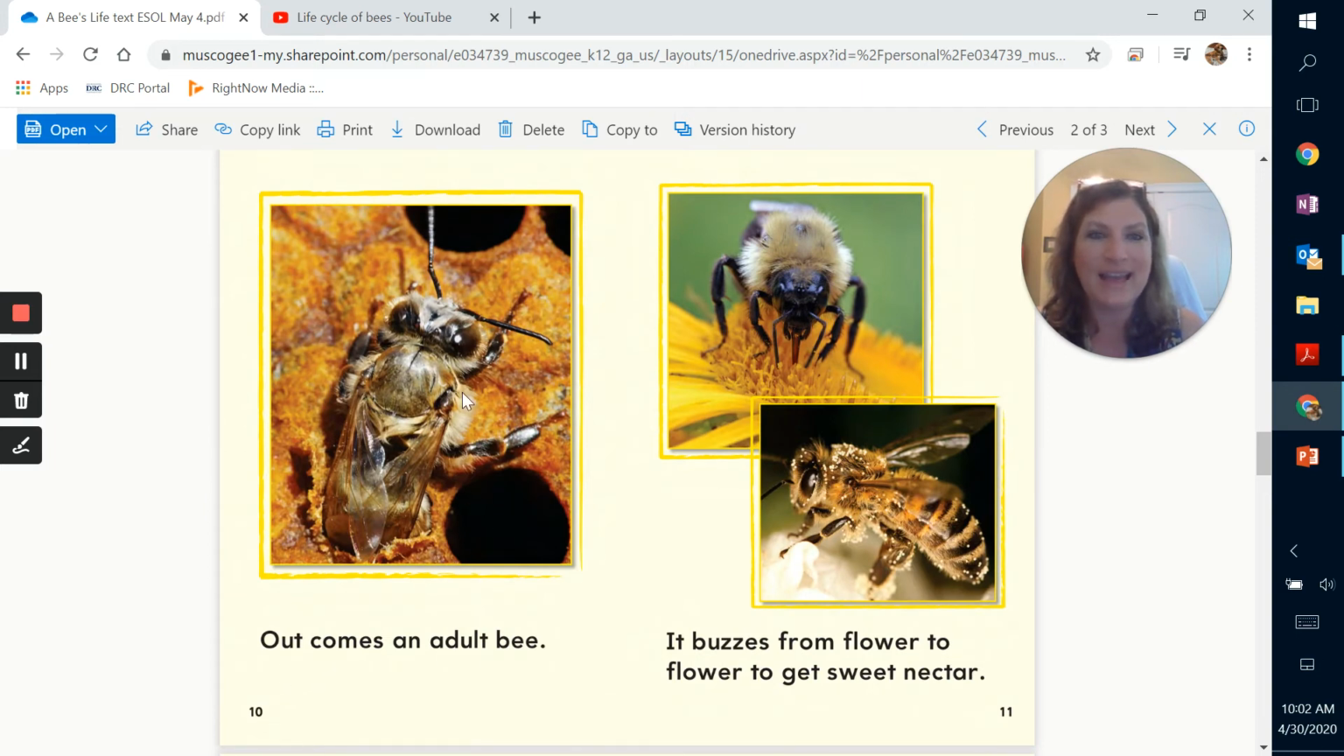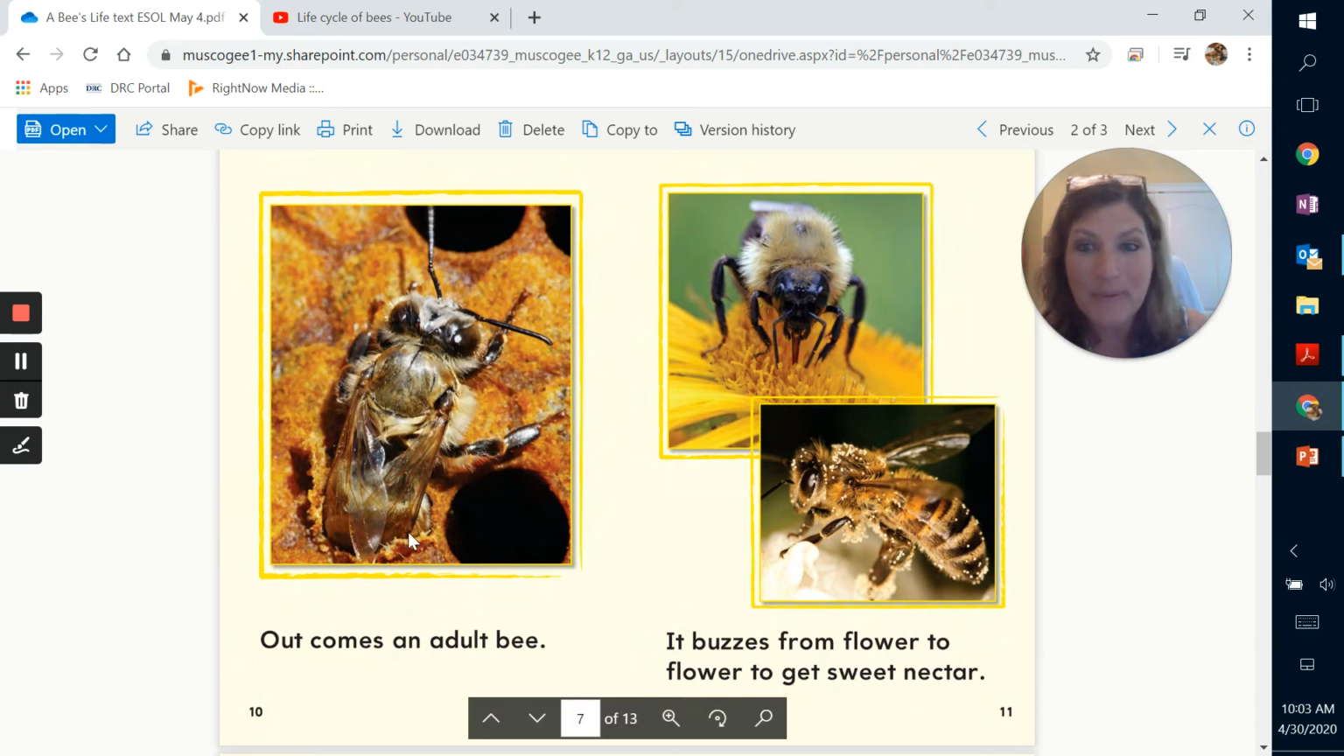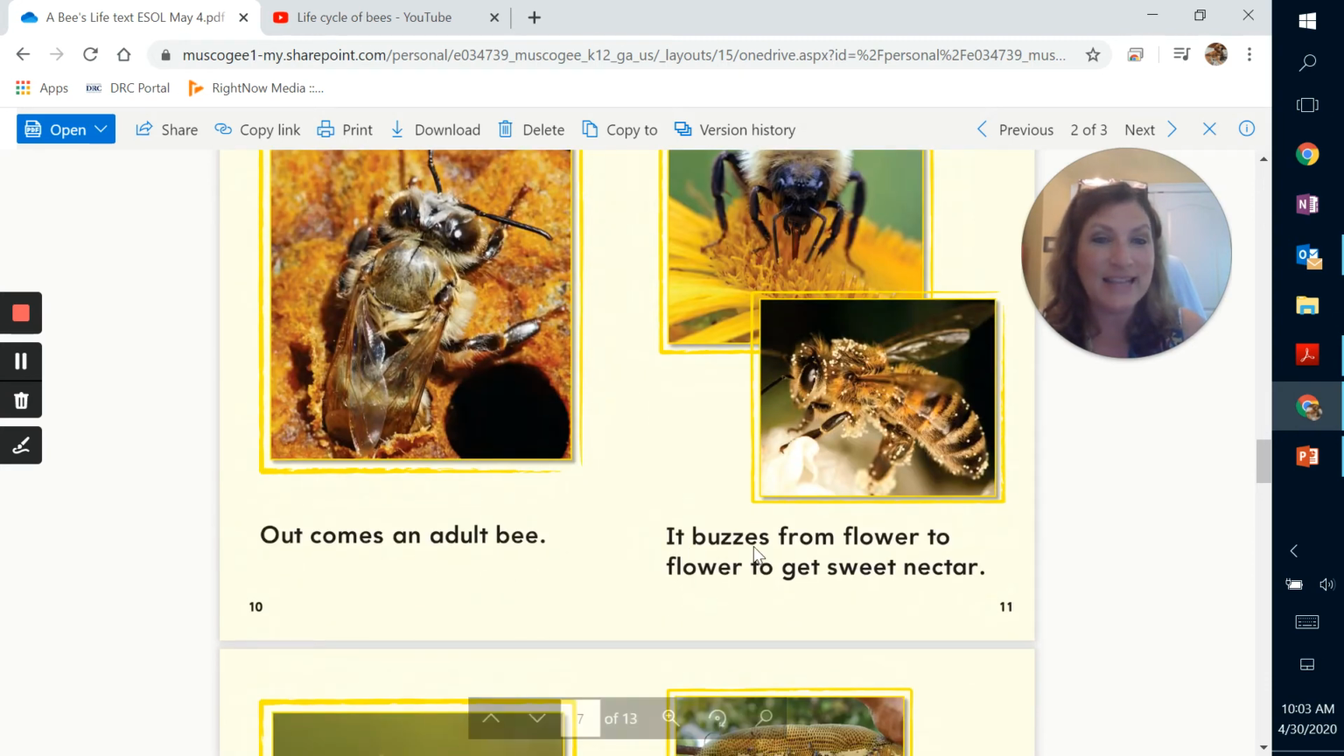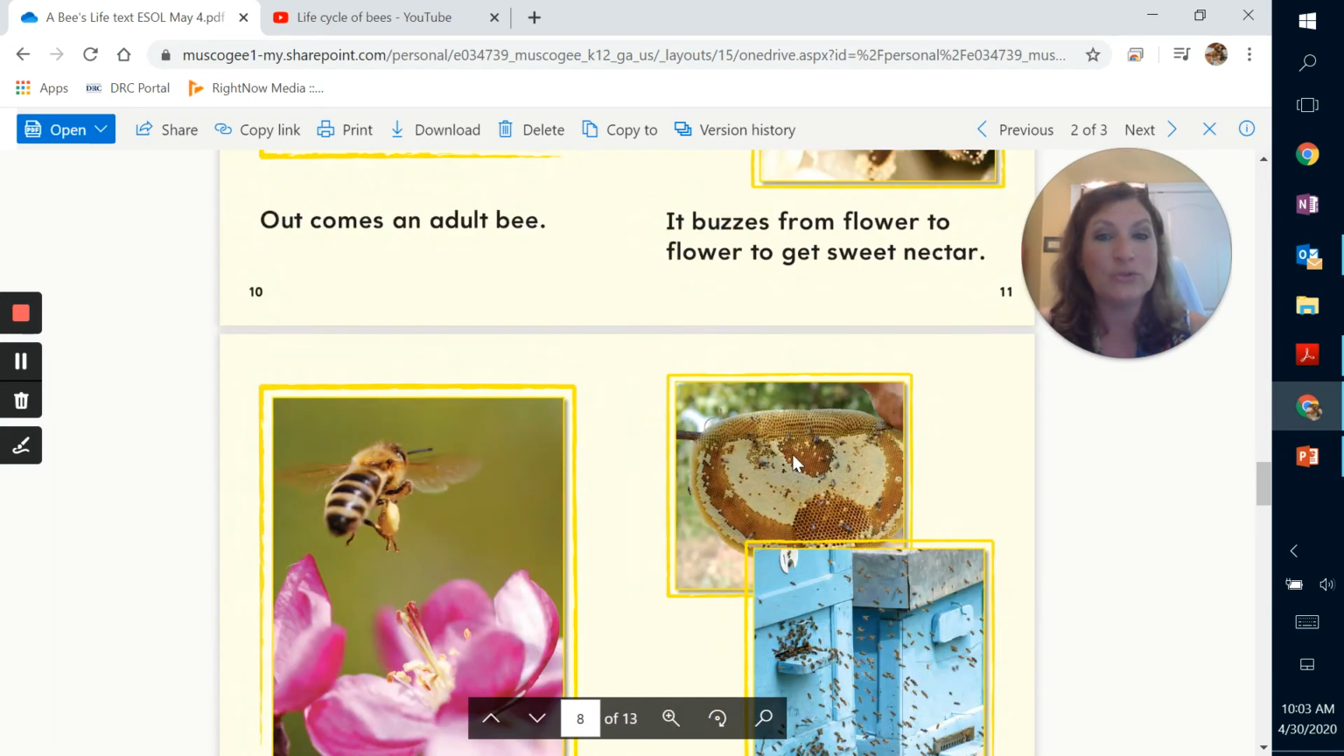Wow, look at that. Think about that picture we saw at the very beginning of the lesson where we saw the chicken, and the chicken was in the egg and it hatched and then it became a little chick, right? It was in the egg. Well, this little bee, it grew up to be an adult bee. It buzzes, that's the sound it makes, from flower to flower to get sweet nectar. Now you're like, what is nectar? Well, nectar is the sweet stuff in the flower that the bees use.